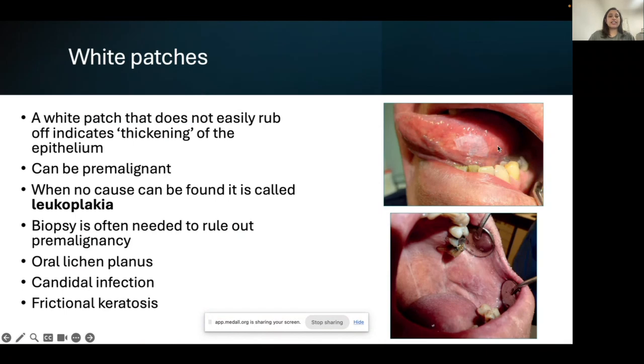Red patches. This indicates epithelial atrophy, so the opposite of thickening, and it's very suspicious for pre-malignancy or malignancy and requires a biopsy. Similar terminology, so an unknown origin red patch is called erythroplakia. And unless it's malignant, there are two other causes that I think are important to know. So it could be due to candida as well.